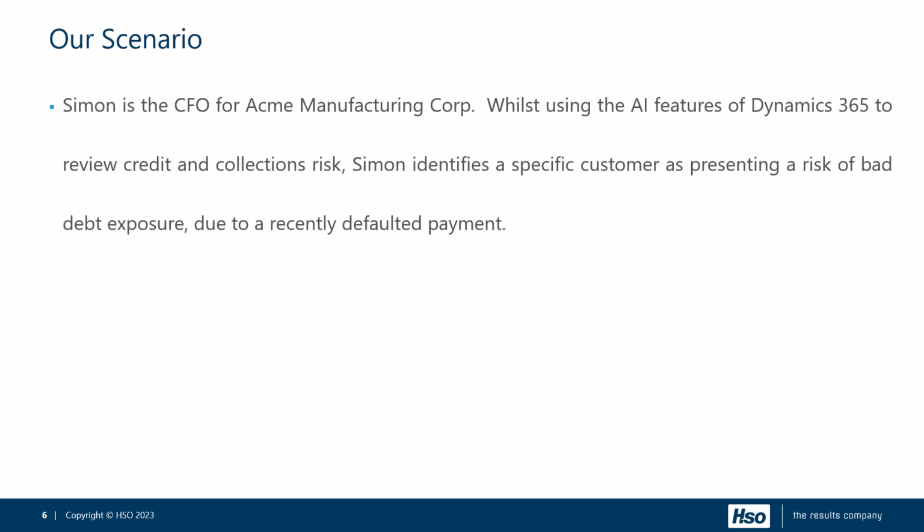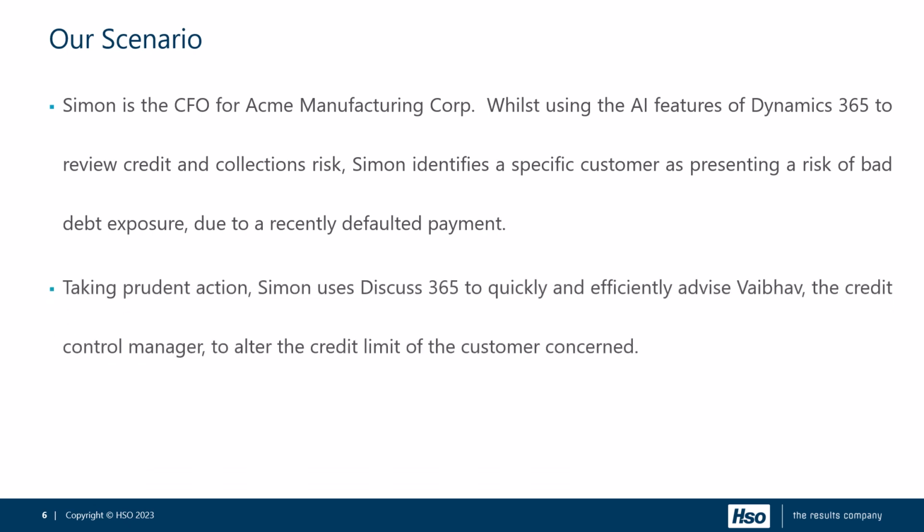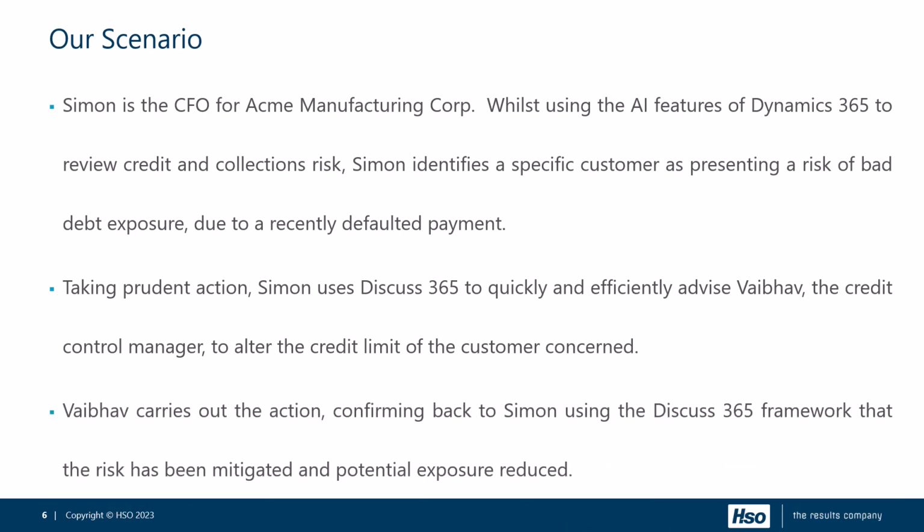Okay, so let's look at our demonstration scenario for today. Simon is the CFO for Acme Manufacturing Corporation. Whilst using some of the AI features of Dynamics 365 to review credit and collections risk, Simon identifies a specific customer as presenting a risk of bad debt due to a recently defaulted payment. Taking prudent action, Simon uses Discuss 365 to quickly and efficiently advise Vibal, the credit control manager, to alter the credit limit of the customer concerned. Vibal carries out this action, confirming back to Simon using the Discuss 365 framework that the risk has been mitigated and the potential exposure reduced.